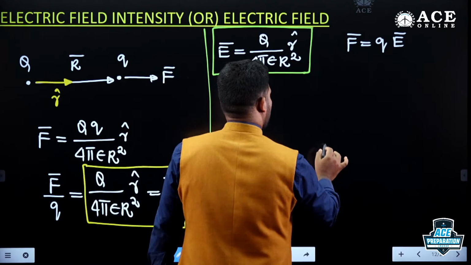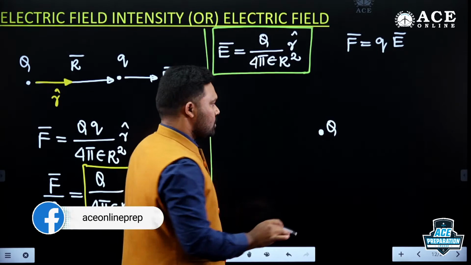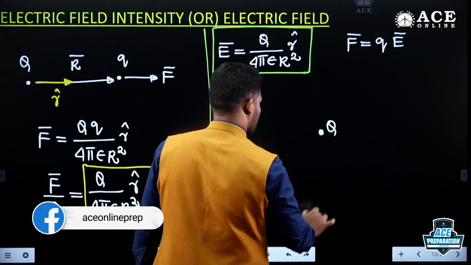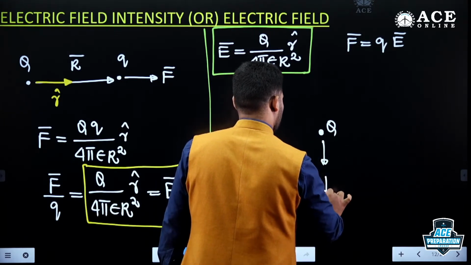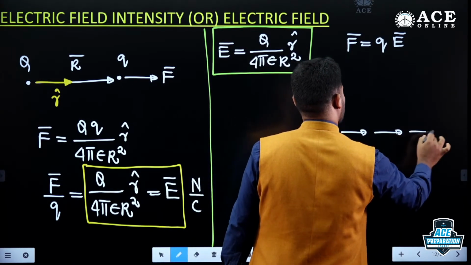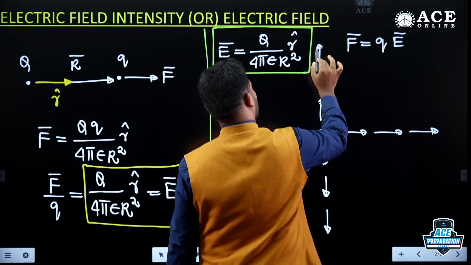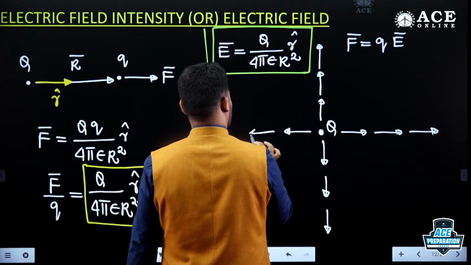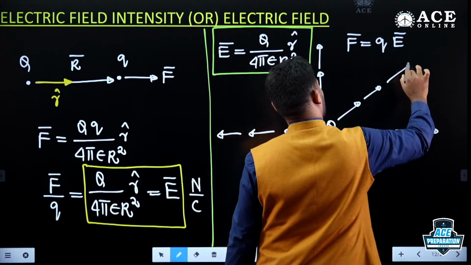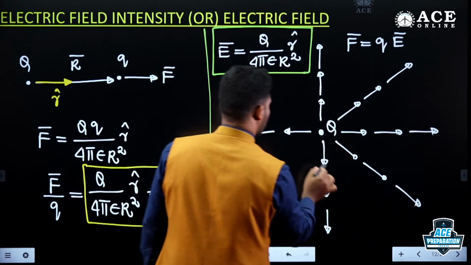So here is a charge. Let me try to draw the electric field lines. The electric field is outwards, outwards, outwards.